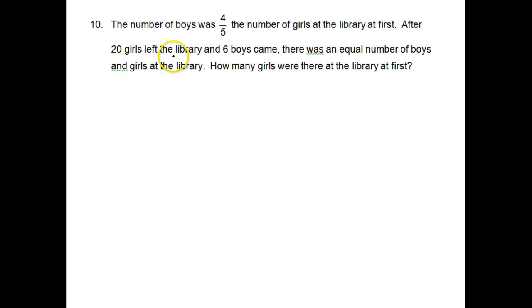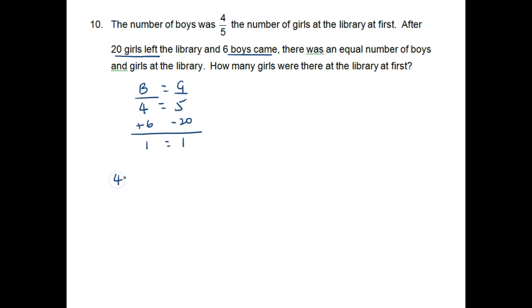Question 10. The number of boys was 4/5 the number of girls at the library at first. After 20 girls left the library and 6 boys came, there was an equal number of boys and girls. So we can use our ratio or our model to help us see. So let's look at ratio first. Number of boys is to girls, 4 is to 5. After 20 girls left, so girls left means minus 20, and 6 boys came, boys plus 6. There was an equal number, so it's 1 is to 1. So whatever I have here must be equal to here.